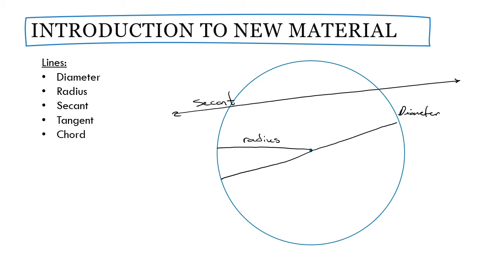It's distinct from a chord, which I'm going to talk about now, which goes from one end of the circle to the other, but does not pass through the center. So that is a chord. The last one is actually called a tangent, and a tangent is like a secant, except it goes along the outside and only touches the circle at one point. That is a tangent.